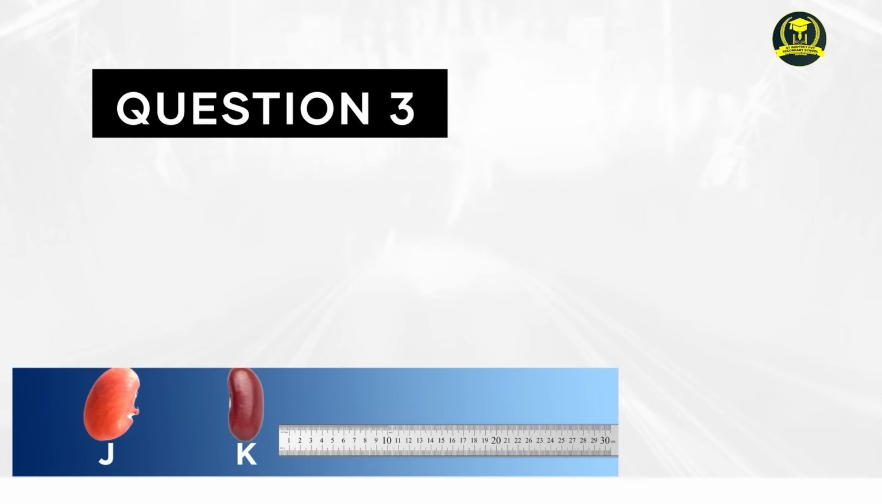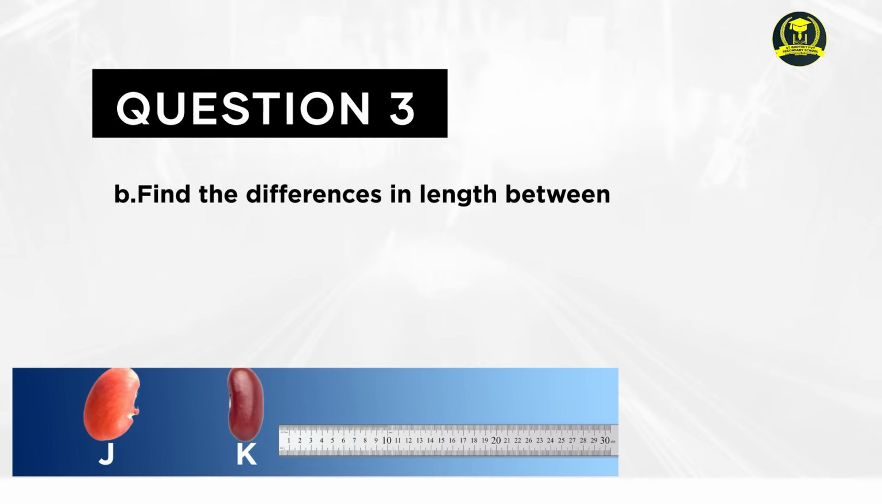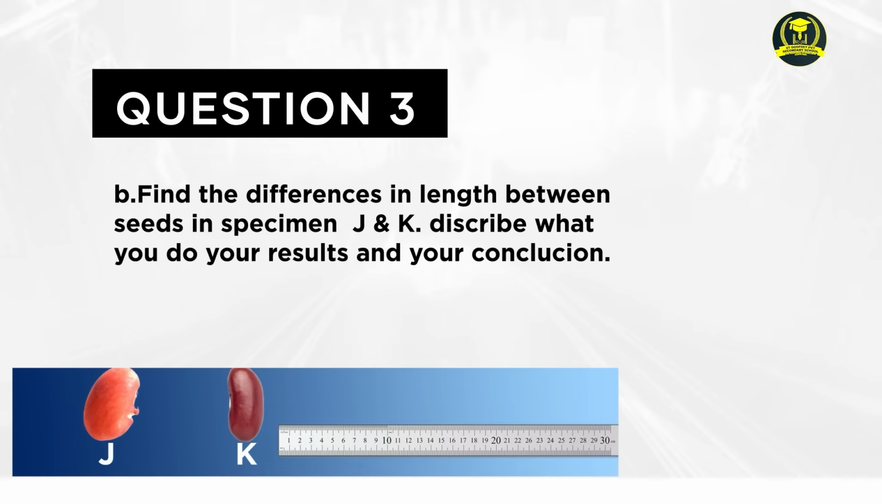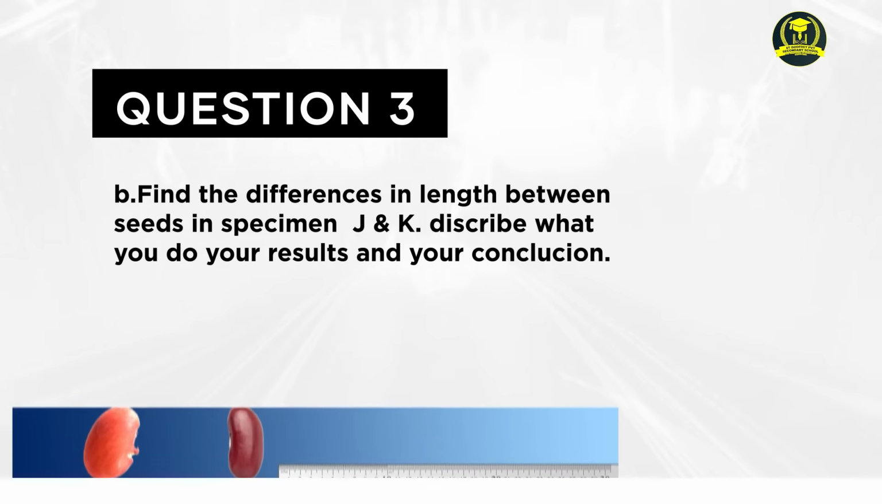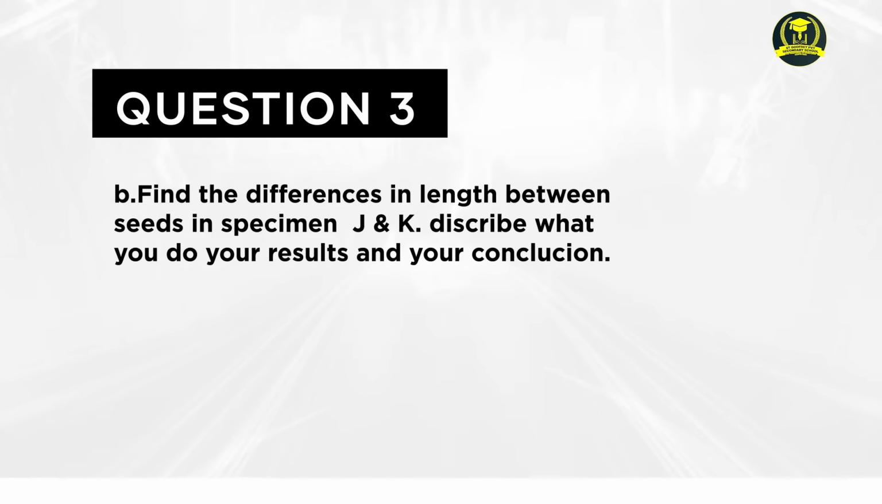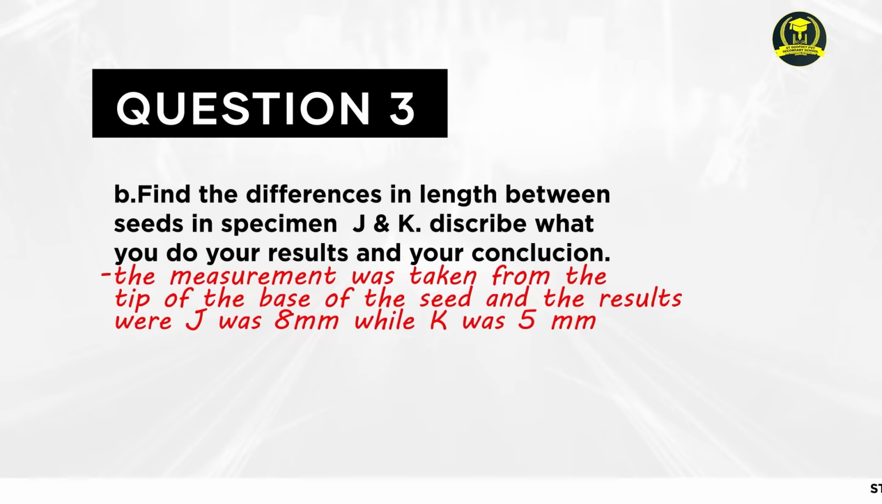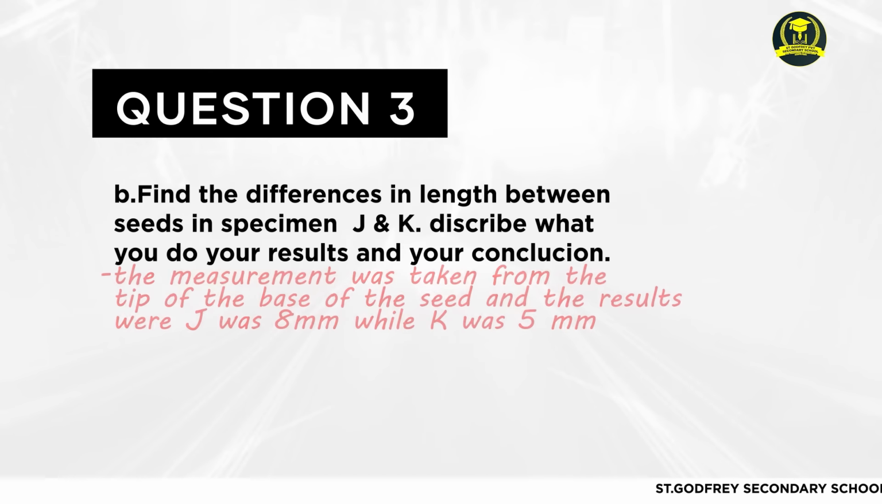Question B. Find the differences in length between the seeds in specimens J and K. Describe what you do, your results, and your conclusion. What was done? The measurement was taken from the tip to the base of the seed, and the results were J was 8 mm, while K was 5 mm.